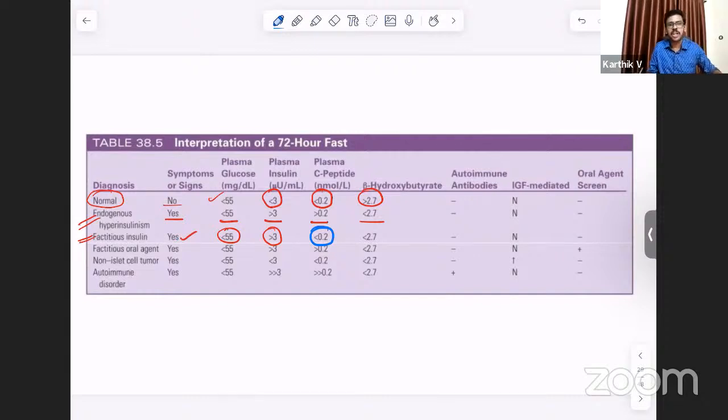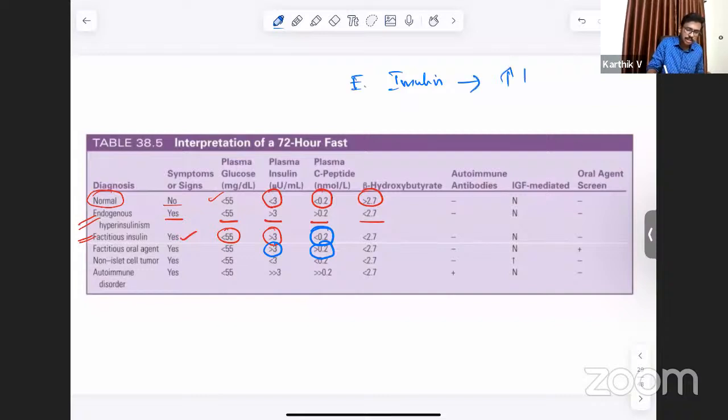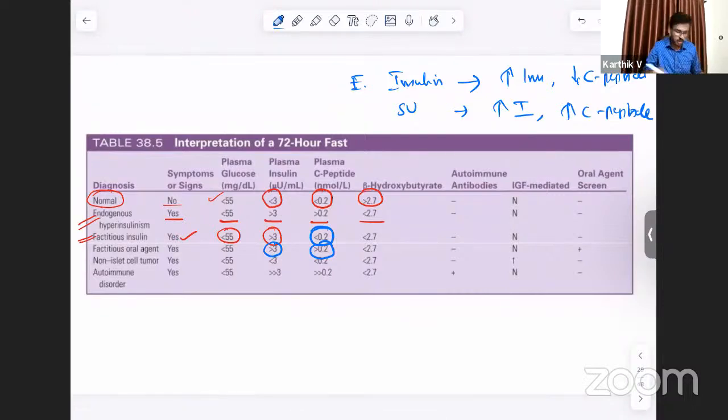This is how you differentiate between exogenous insulin administration and exogenous oral sulfonylurea use. So in sulfonylurea, what does it do? It will cause an increase in both insulin and C-peptide. Okay, so factitious oral agent will cause a high insulin and a high C-peptide. So exogenous insulin will result in increased insulin and low C-peptide, whereas sulfonylurea will cause high insulin and high C-peptide. This is how you differentiate between exogenous sulfonylurea and insulin use.